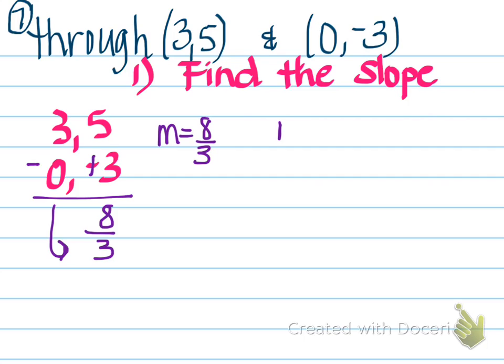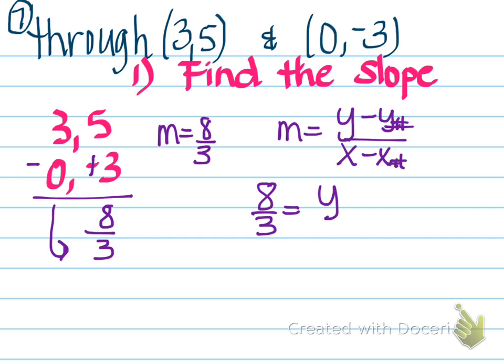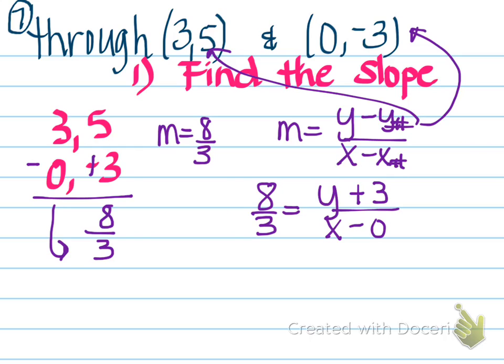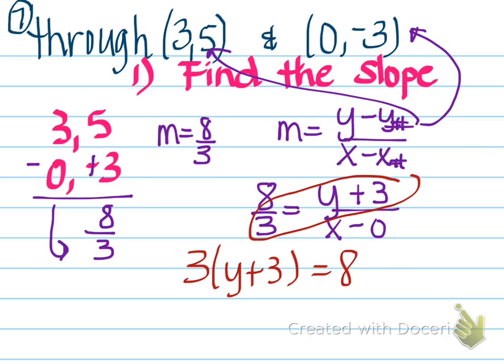I'm going to use that in my equation, so m equals y minus the y number over x minus the x number. So 8/3 is equal to y minus, now which y number do I pick? Because I actually have two of them. It doesn't matter. So I'm going to go ahead and pick the negative 3, so I'll make that a plus 3. And I'll have x minus 0, which you don't have to write. Then when I distribute this, I'm going to have 3 times y plus 3 equals 8 times x. So 3y plus 9 is equal to 8x.